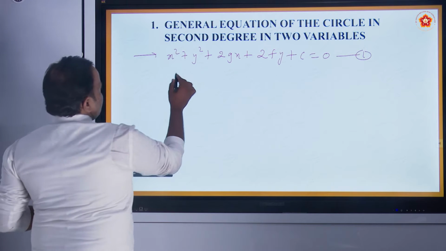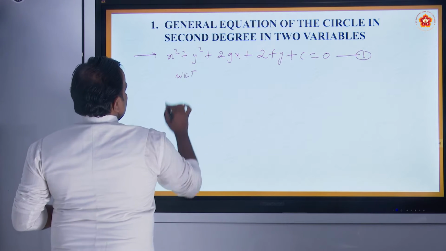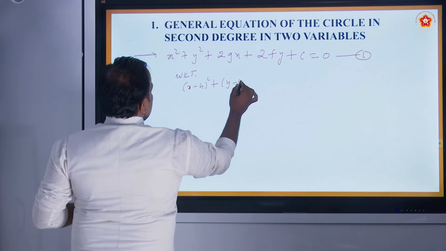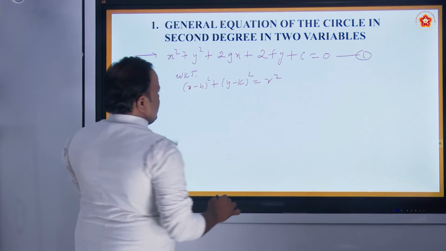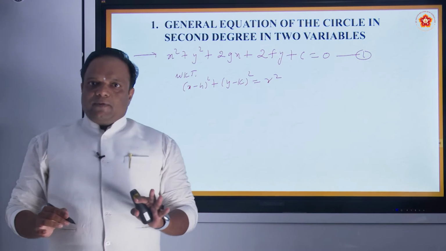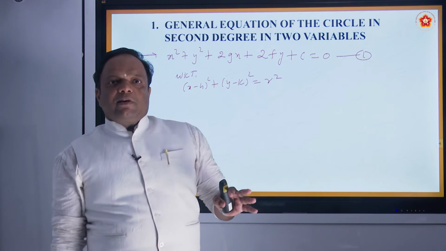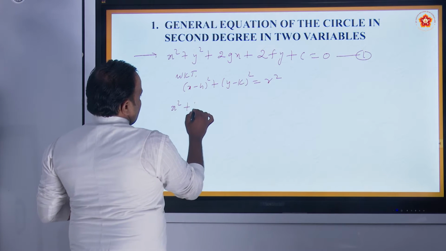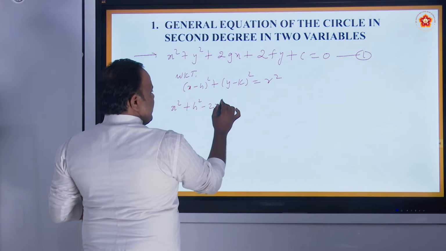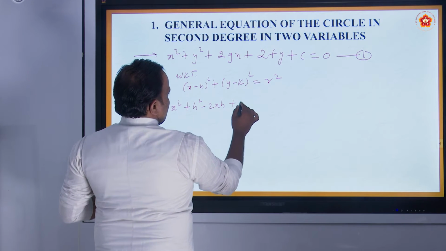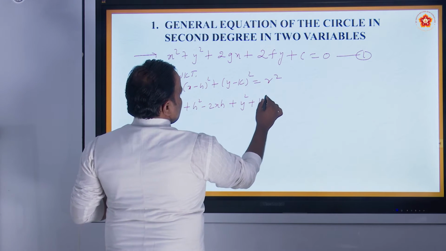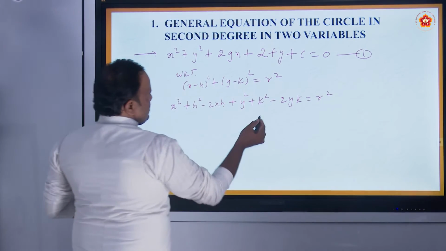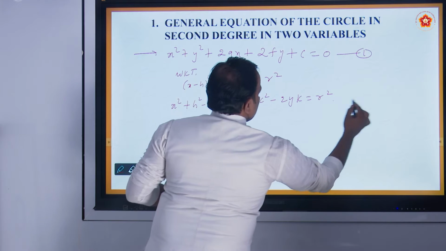We know that the standard equation of a circle is x minus h whole square plus y minus k whole square is equal to r square. This is the standard center-radius form, where the center is h comma k and the radius is r. Expand this: x square plus h square minus 2xh, plus y square plus k square minus 2yk is equal to r square. So take r square to this side. I call it equation number 2.